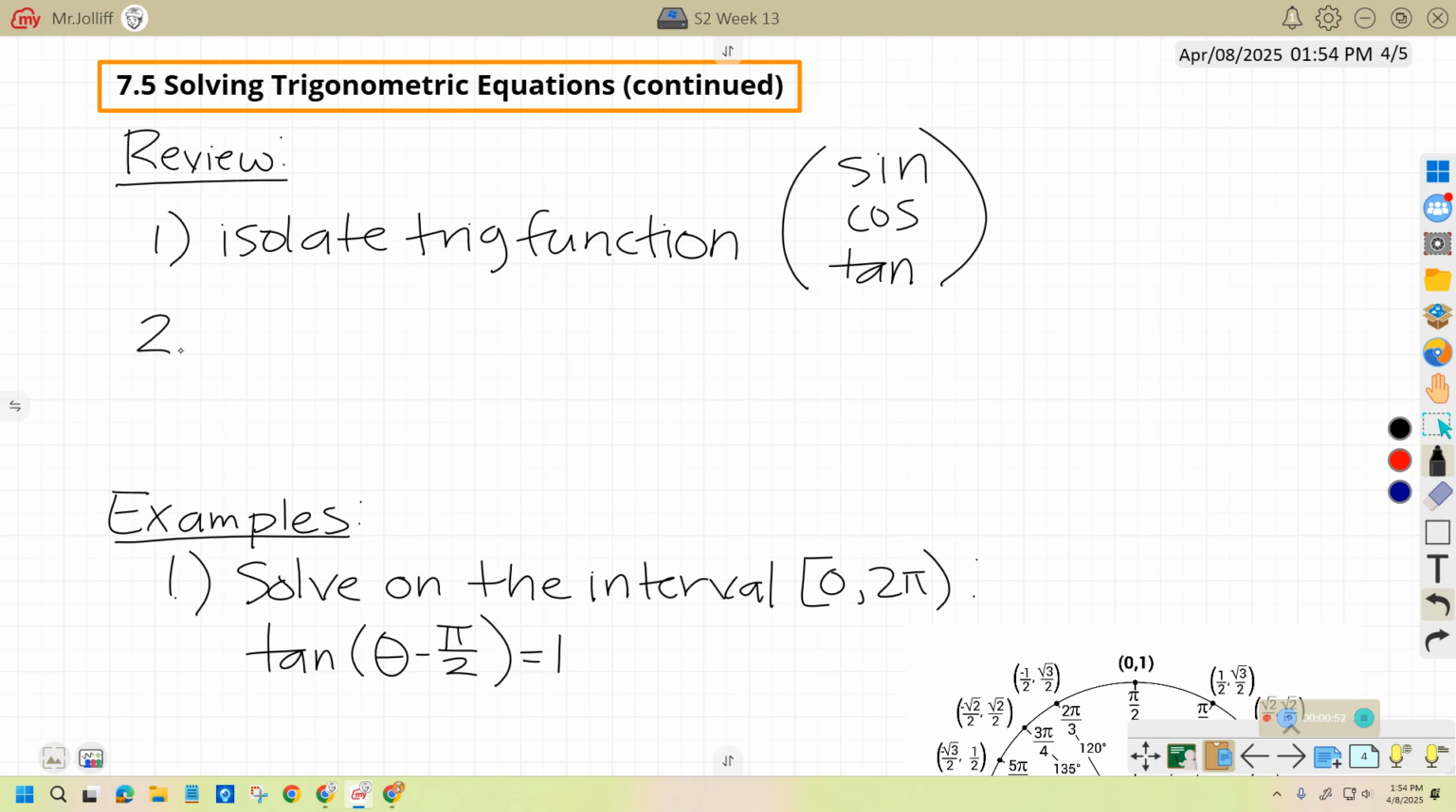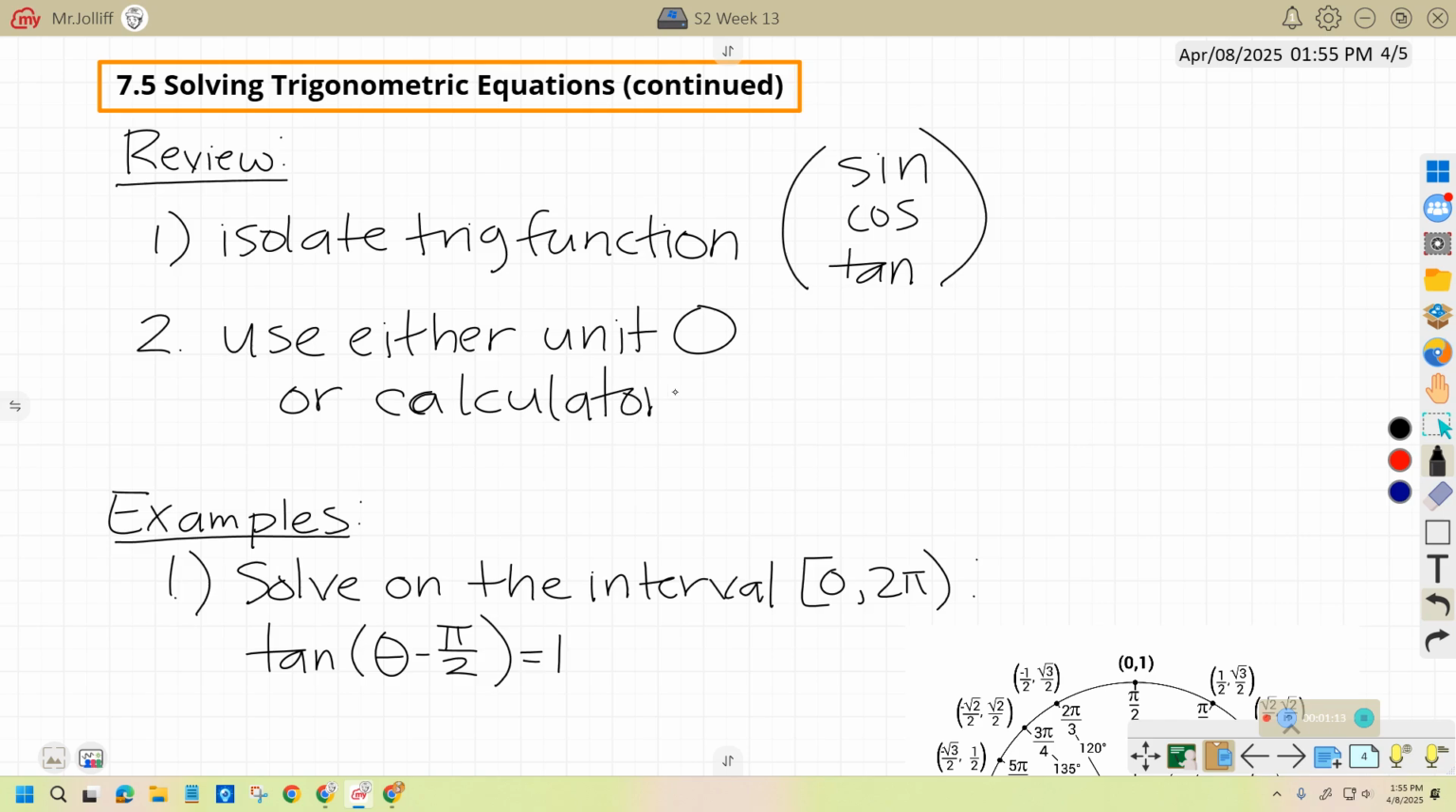And then we use either the unit circle, if the answer is on the unit circle, or our calculator. We use our inverse trig functions on the calculator to find the angle. So if our answer's on the unit circle, that's the route we take. If it's not, we're going to use our calculator.